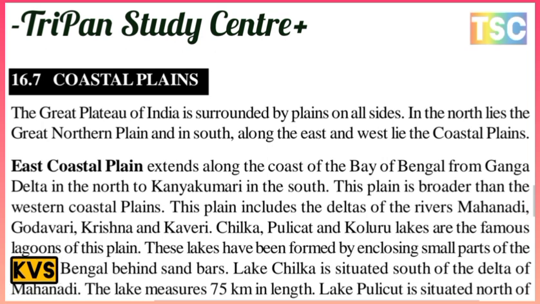The east coastal plain first of all. The east coastal plain extends along the coast of the Bay of Bengal from the Ganga Delta in the north to Kanyakumari in the south. The plain is bordered by the western coastal plain, and this plain includes the deltas of the rivers Mahanadi, Godavari, Krishna and Kaveri.